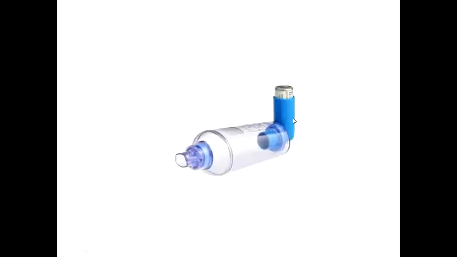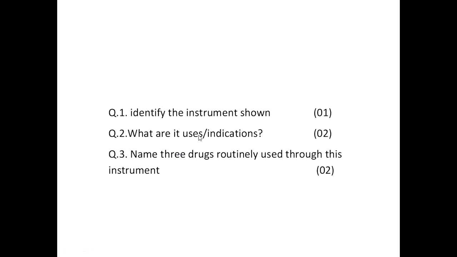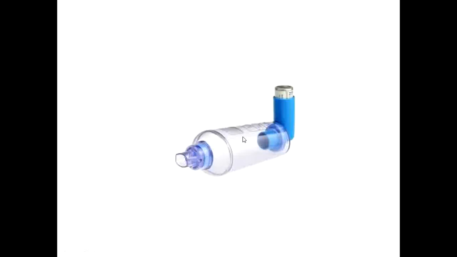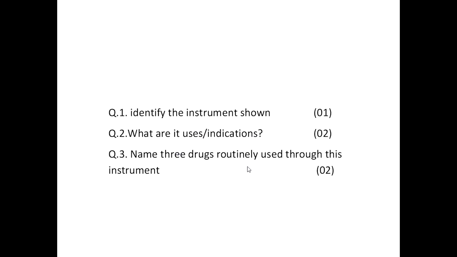This is a meter dose inhaler, and this is the spacer used for inhalation medication. Uses are inhalation medication. What three drugs? Like beta 2 agonists like salbutamol, anticholinergics like ipratropium, and inhalation steroids we can give through this spacer.